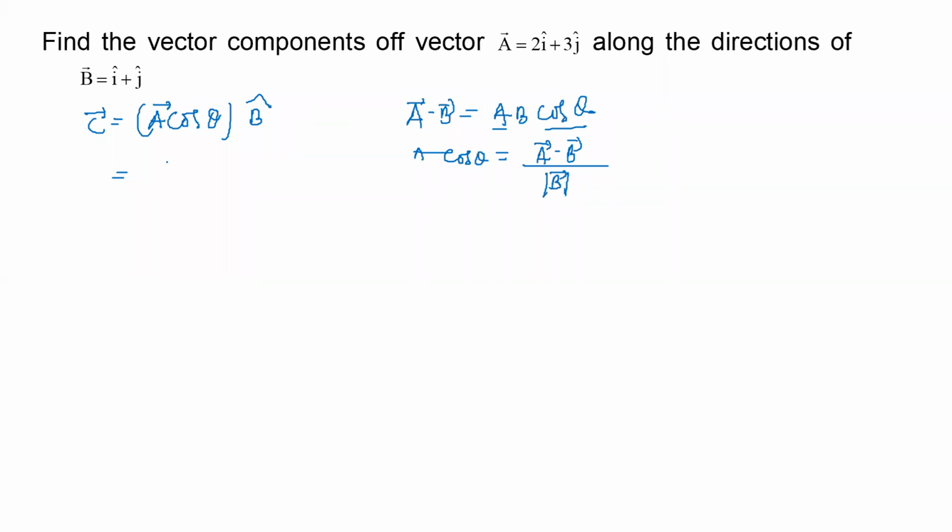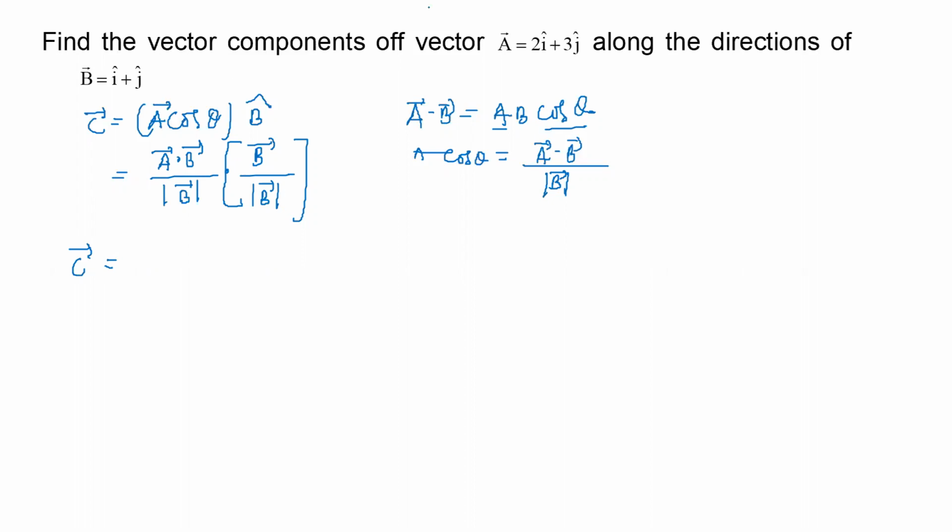That means here, in place of A cos theta, we can write A vector dot B vector divided by magnitude of B vector. Again, for B cap, B cap means B vector divided by the same magnitude of B. That is the B vector. So let's find. Students, see, the required answer will be A dot B.